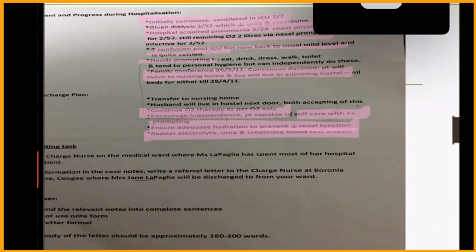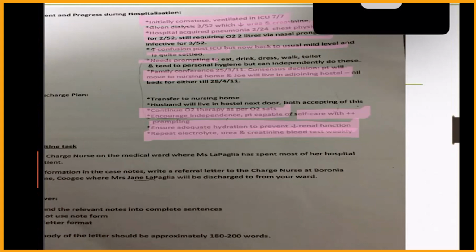Here, I think you have to mention the name of the husband also because they live together, no? And he is also to be mentioned. And you can say that Mr. Joe will also move to an adjacent hostel. That has to be mentioned, okay? Because since they're together and they are dependent. So it is okay. So I'll give my version of that.